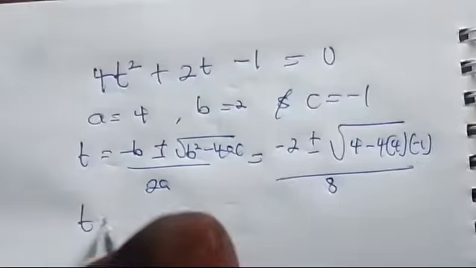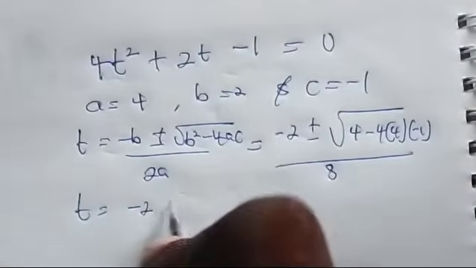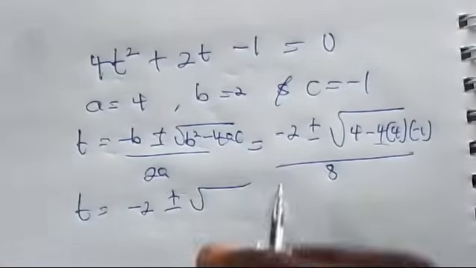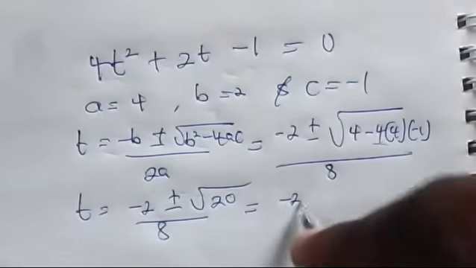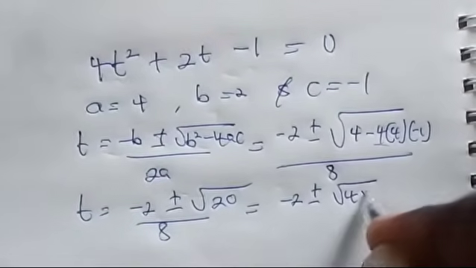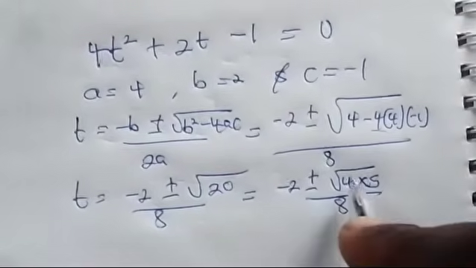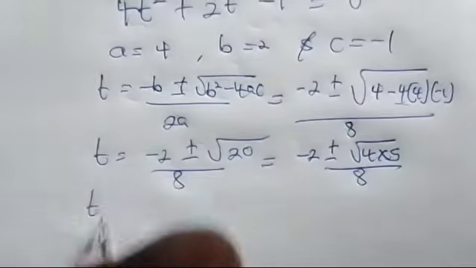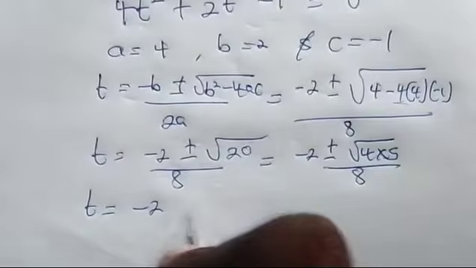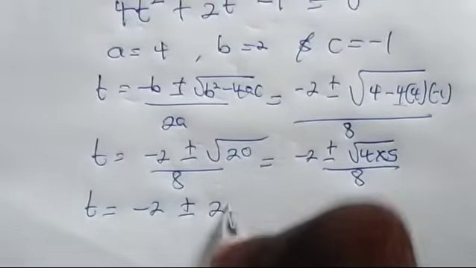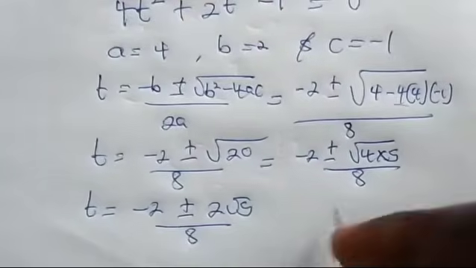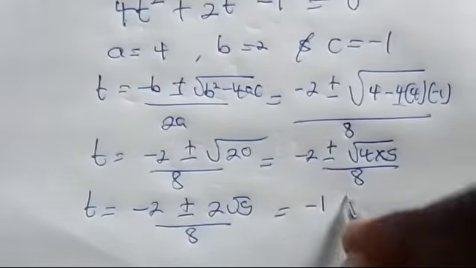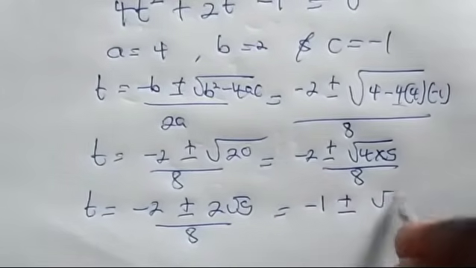So we have t equals minus 2 plus or minus root. This is going to give us 20, right? Over 8. So this is equal to minus 2 plus or minus root of 4 times 5 over 8. So root of 4 is 2, right? So we have t equals minus 2 plus or minus 2 root 5 over 8. So 2 can go here. We are going to have minus 1 plus or minus root 5 over 4 to be our value for t.